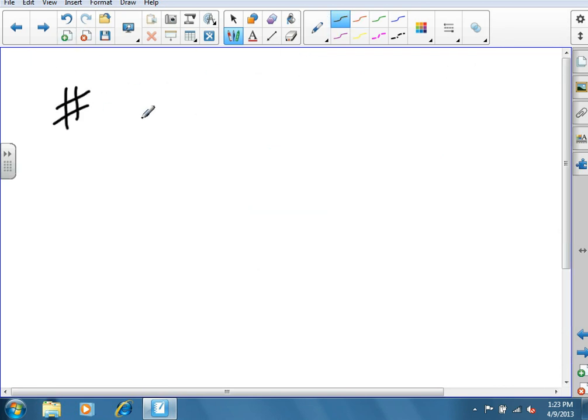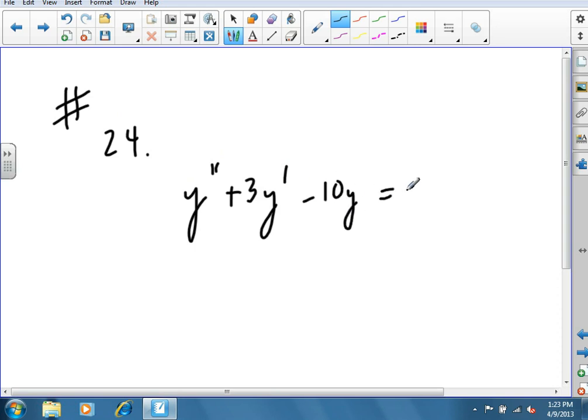And I'm doing problem number 24. In 24, I have an initial condition. So I have y double prime plus 3y prime minus 10y is equal to 0, and I know that y at 0 is 7, and y prime at 0 is 0. Okay, so that's the problem being stated.